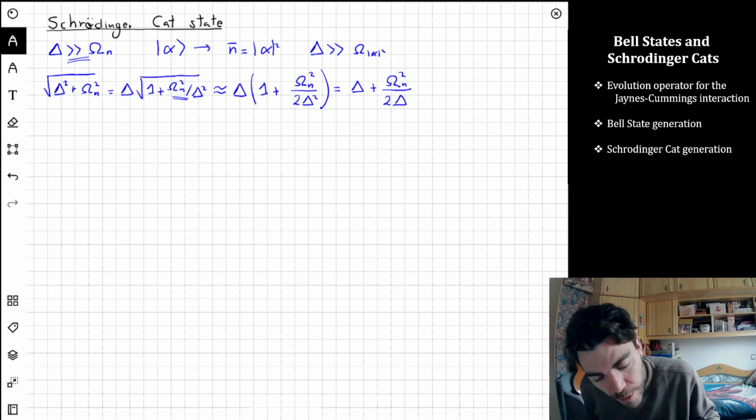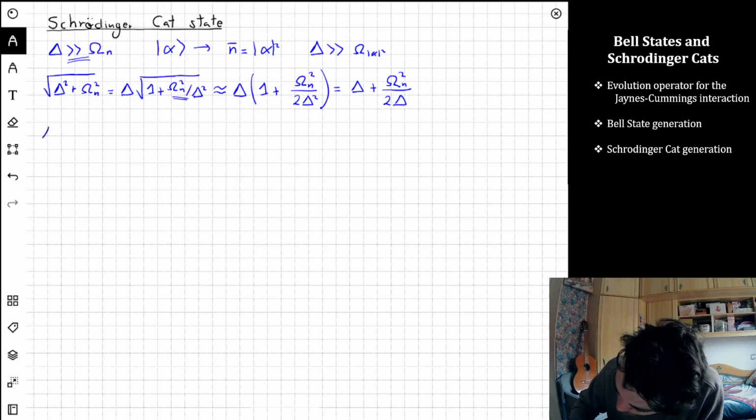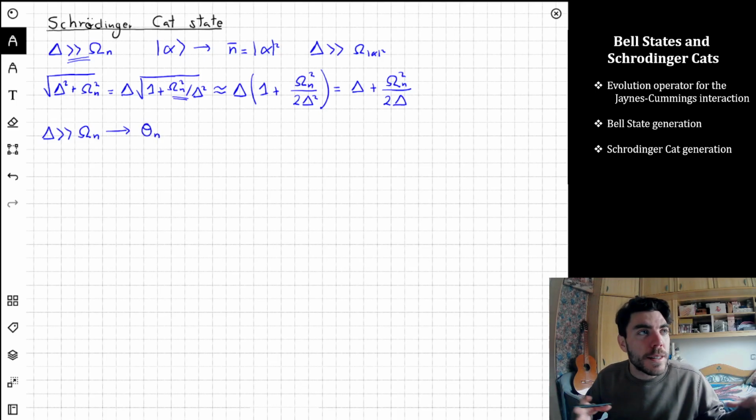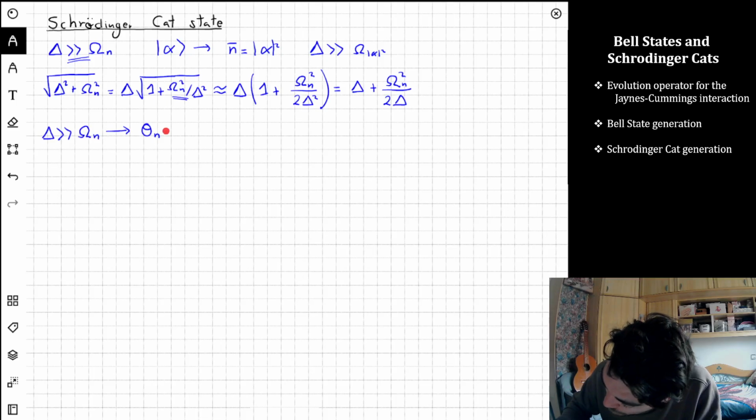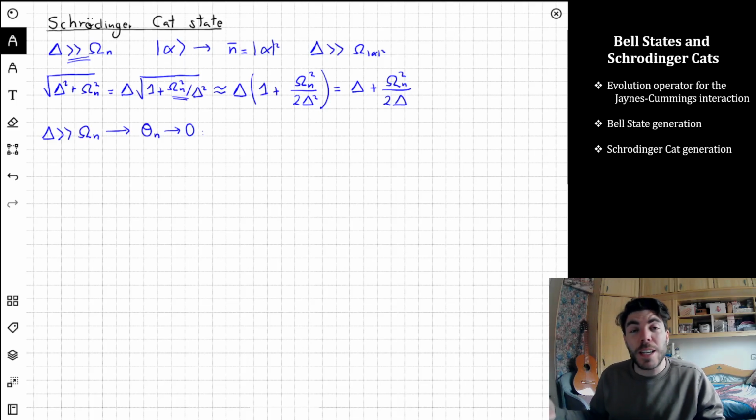Okay, this is just some math. And what we also know is that if delta is much bigger than omega n, then this angle that I defined, theta n, that was telling me how mixed light and matter in the eigenstates were, tends to 0, and we recover the eigenstates of the unperturbed Hamiltonian. In physical terms, this means that if the detuning is very large, then the atom, the qubit, and the light cannot talk to each other, and so there is no interaction.